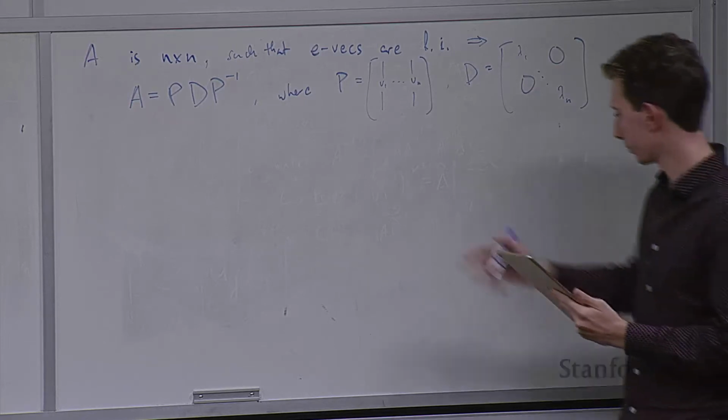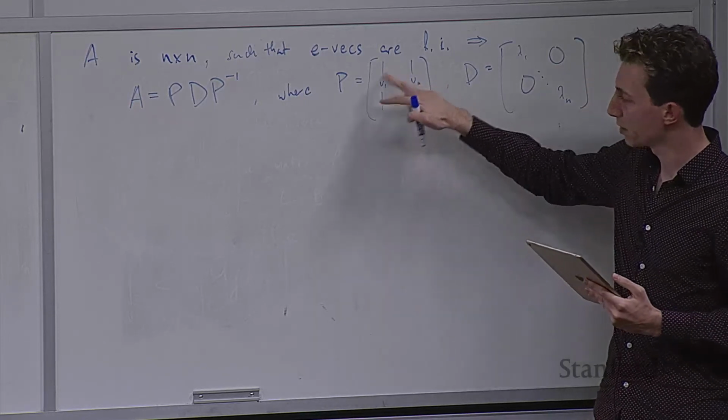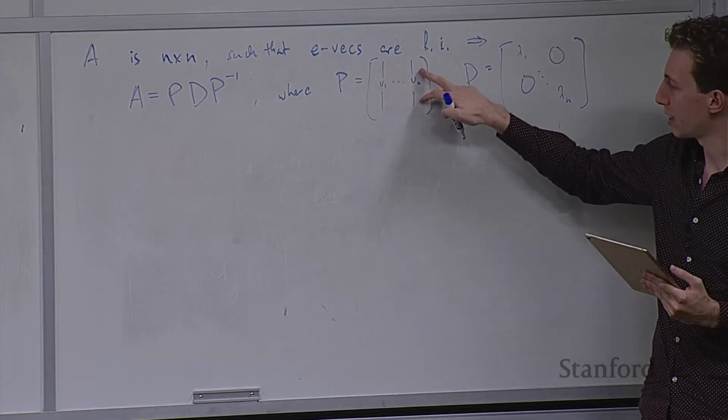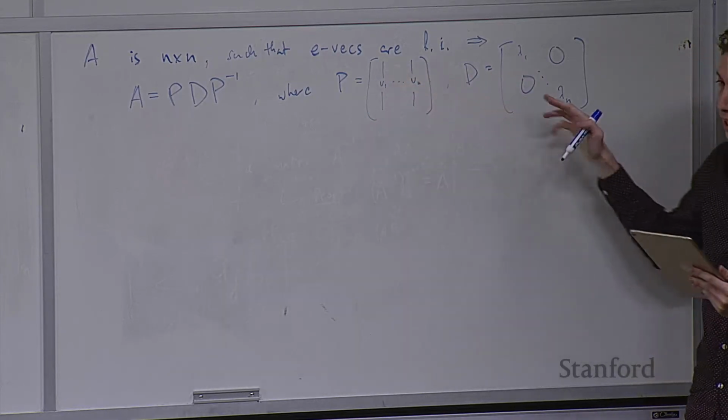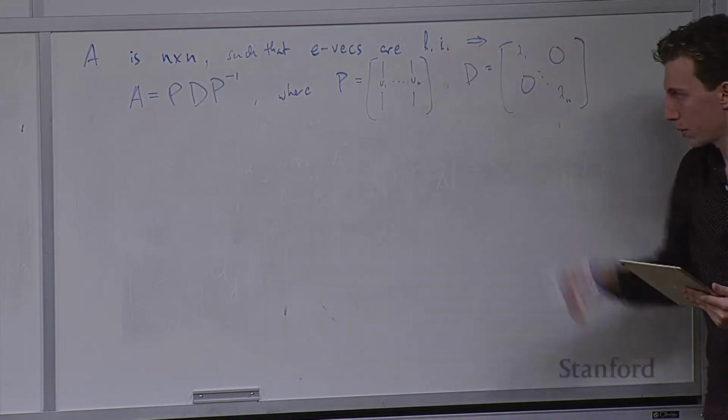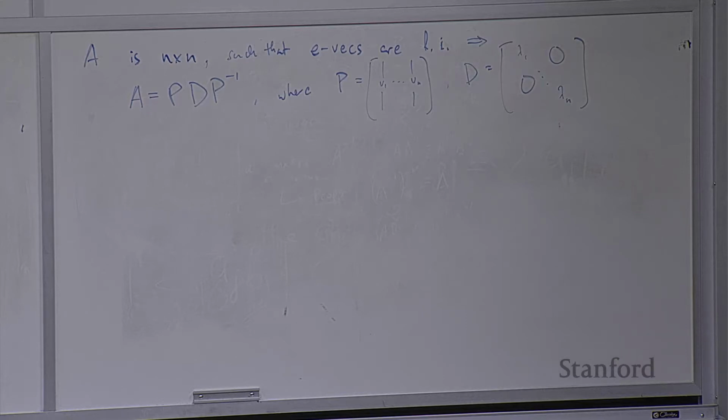So in particular, A times v1 should be lambda 1 times v1. Vn put through A should be lambda n times vn. And for all the vectors in between, this holds as well. OK, so this is kind of a curious fact. Not super clear why it's useful for us at the moment.